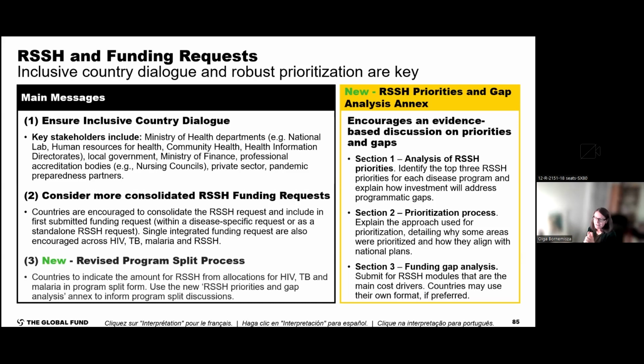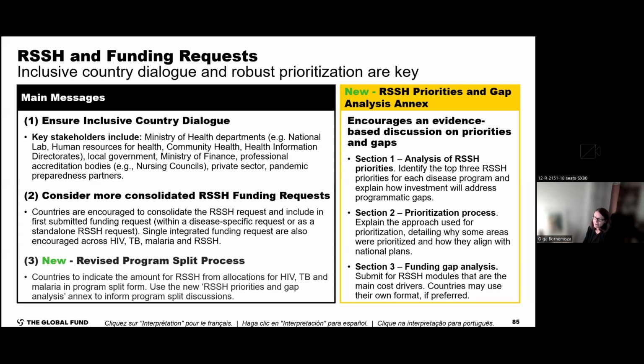The thing that I wanted to highlight here is the revised program split process. For those of you who have joined previous access to funding webinars, we have talked about this. So I just want to flag again that the program split process is now requiring countries and CCMs to indicate the amount for RSSH from their allocations for HIV, TB, and malaria in the program split form, whether you're confirming the program split or changing the program split. Now, what we recommend is that you use the new RSSH priorities and gaps analysis annex, which is in yellow on the right-hand side here, to inform these program split discussions.